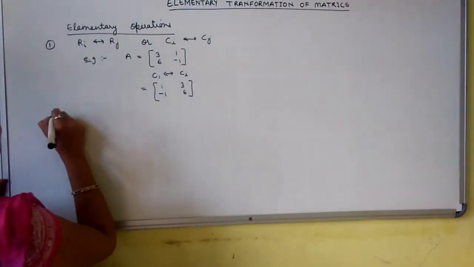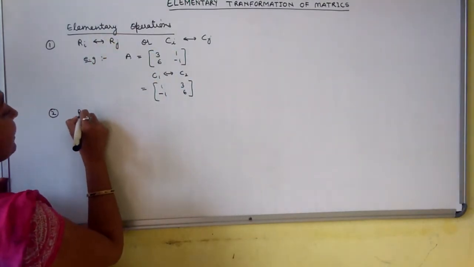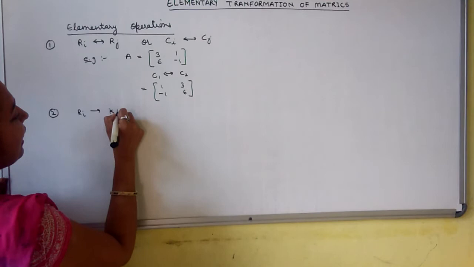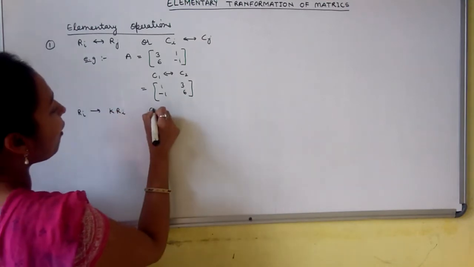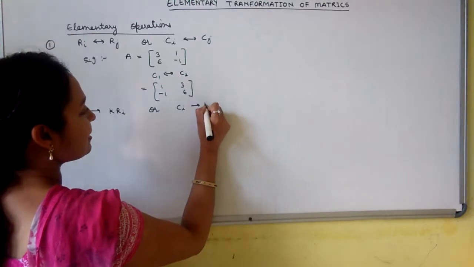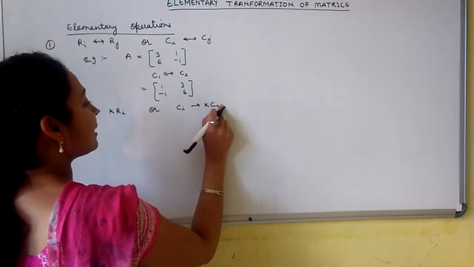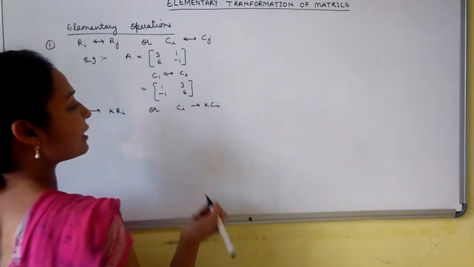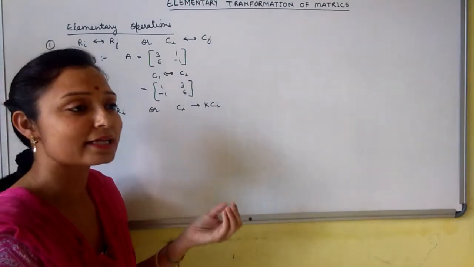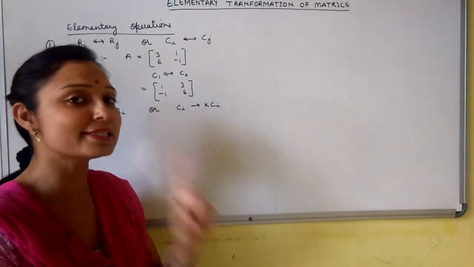Second operation: we can multiply any row or any column by a constant, any constant, either a fraction or a negative number, except 0.